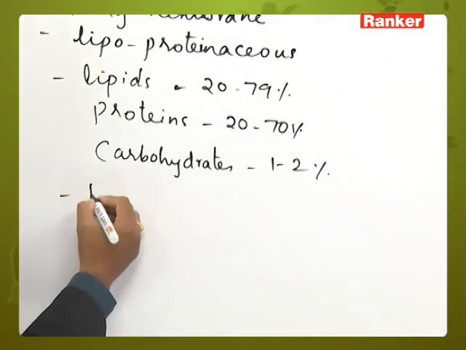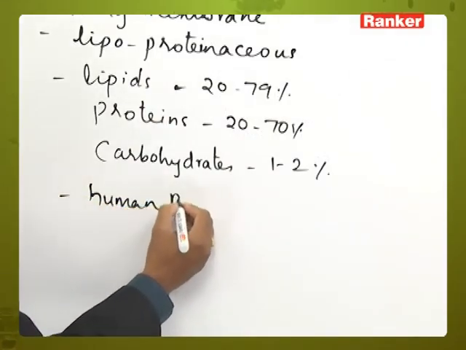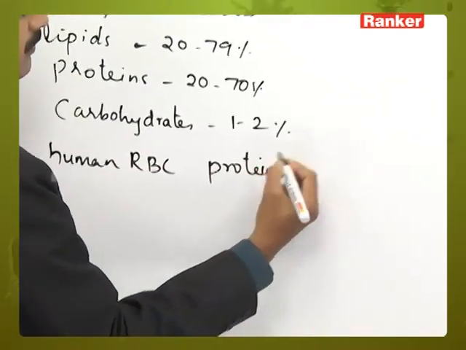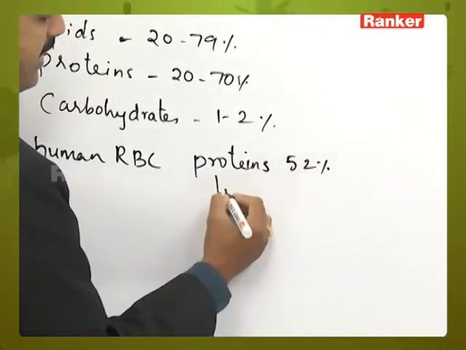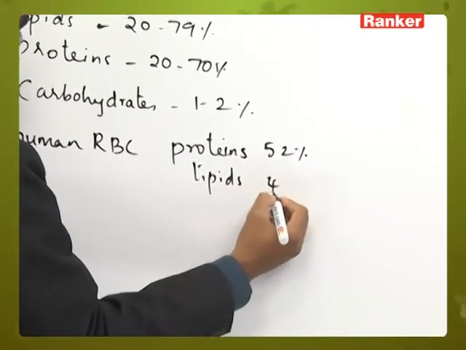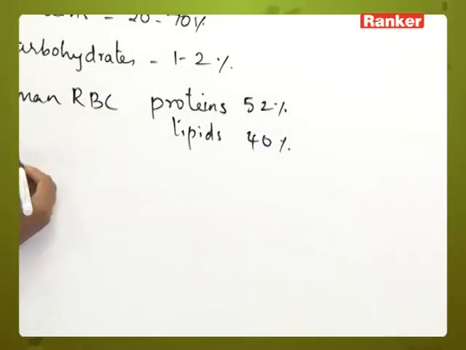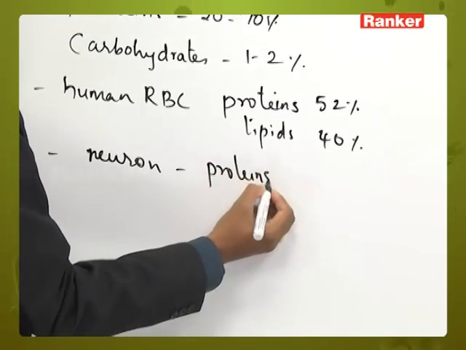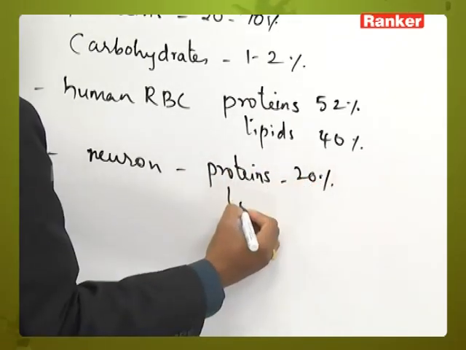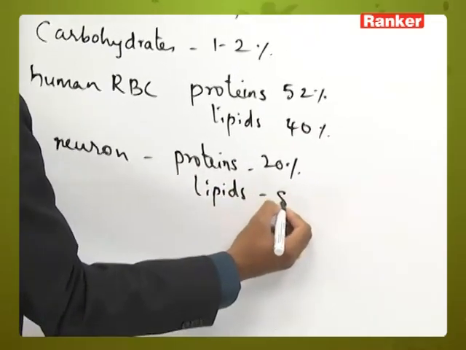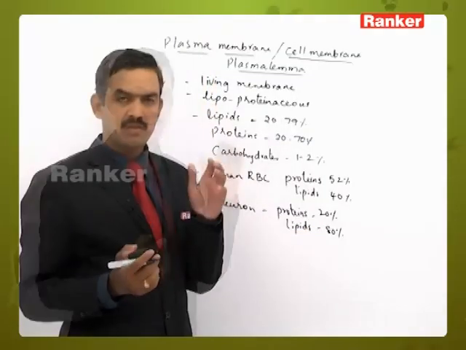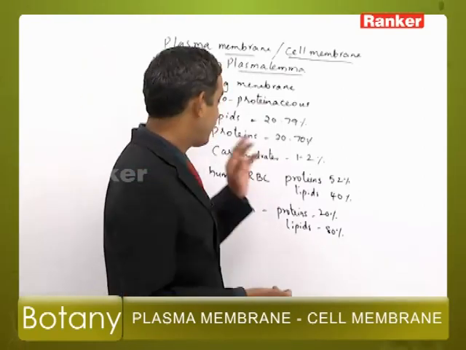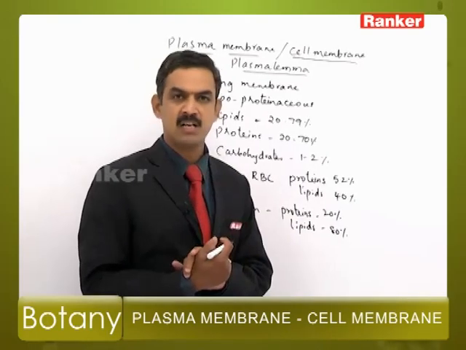Then if we take the human RBC, the proteins are 52%, whereas lipids are 40%. Whereas in the myelinated neuron, the proteins are only 20% and lipids are 80%. Likewise, we can see differences in the composition of chemicals present in the plasma membrane, but basically they are made up of lipids and proteins.